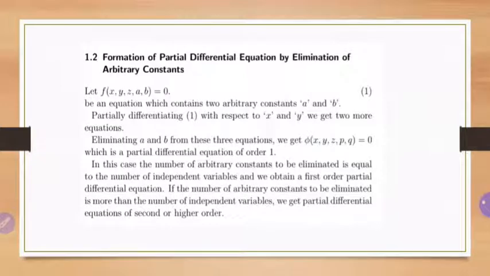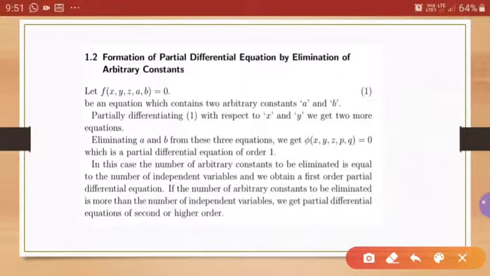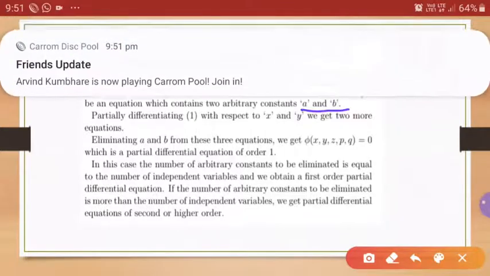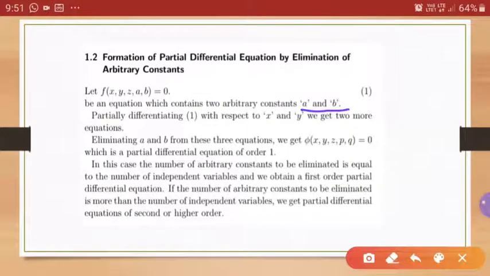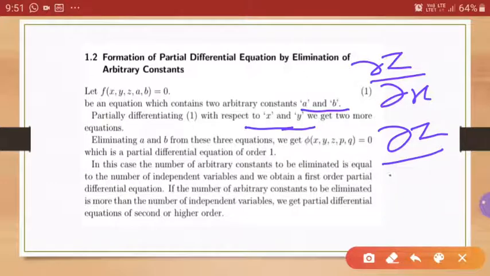Just now I explained f of x, y, z, a, b equal to 0. This is the equation, and it contains two arbitrary constants a and b. To eliminate these arbitrary constants, we first differentiate partially with respect to x and with respect to y to get two more equations, del z by del x and del z by del y. After getting these two equations, eliminate a and b and write phi of x, y, z, p, q equal to 0, which is a partial differential equation of order 1.